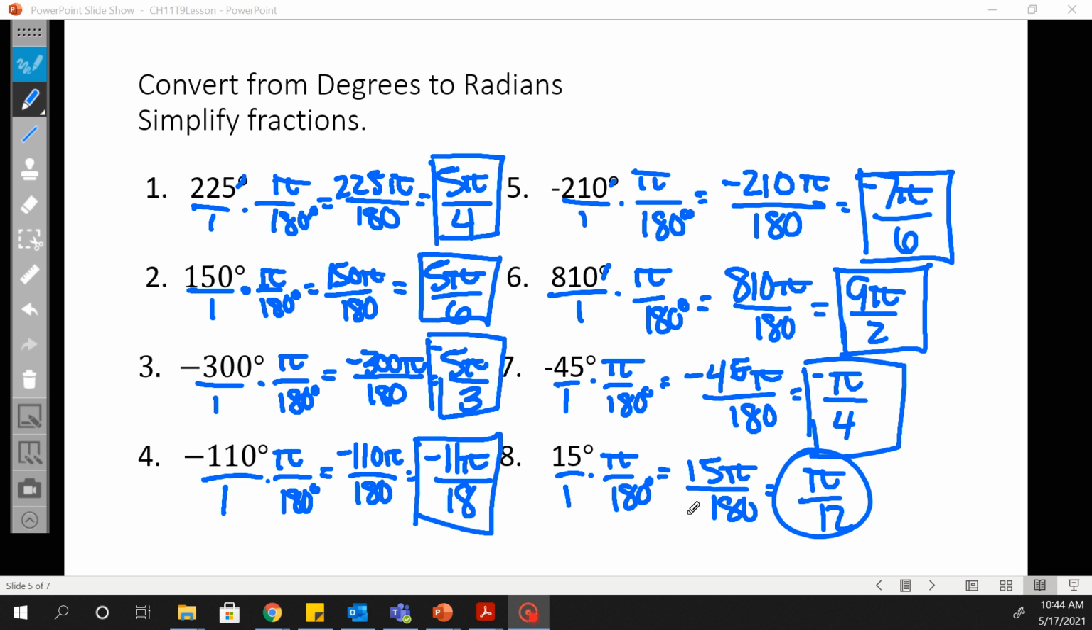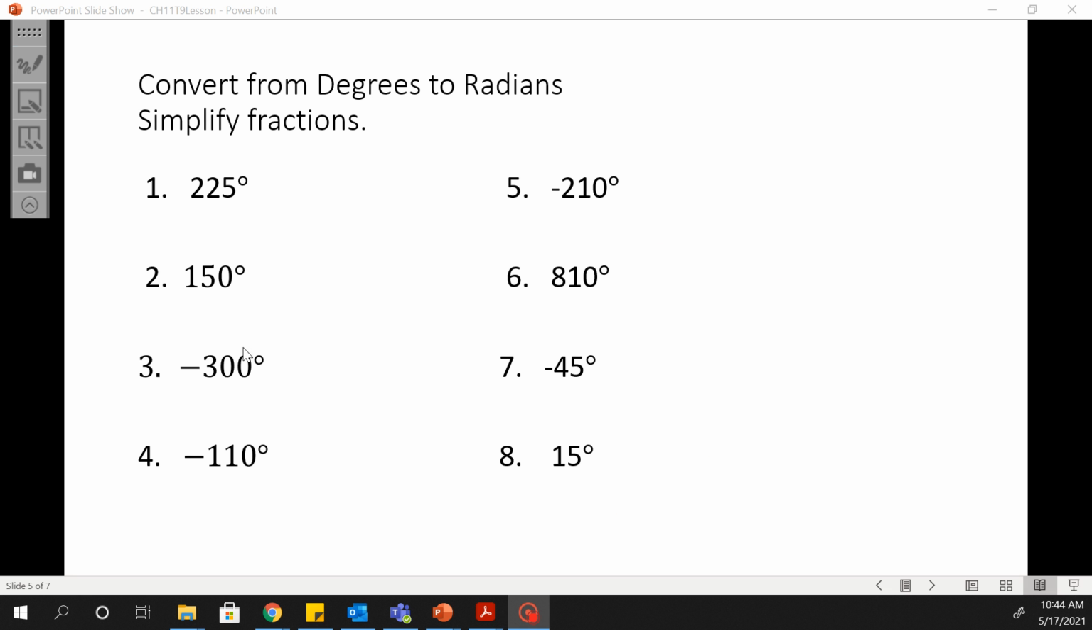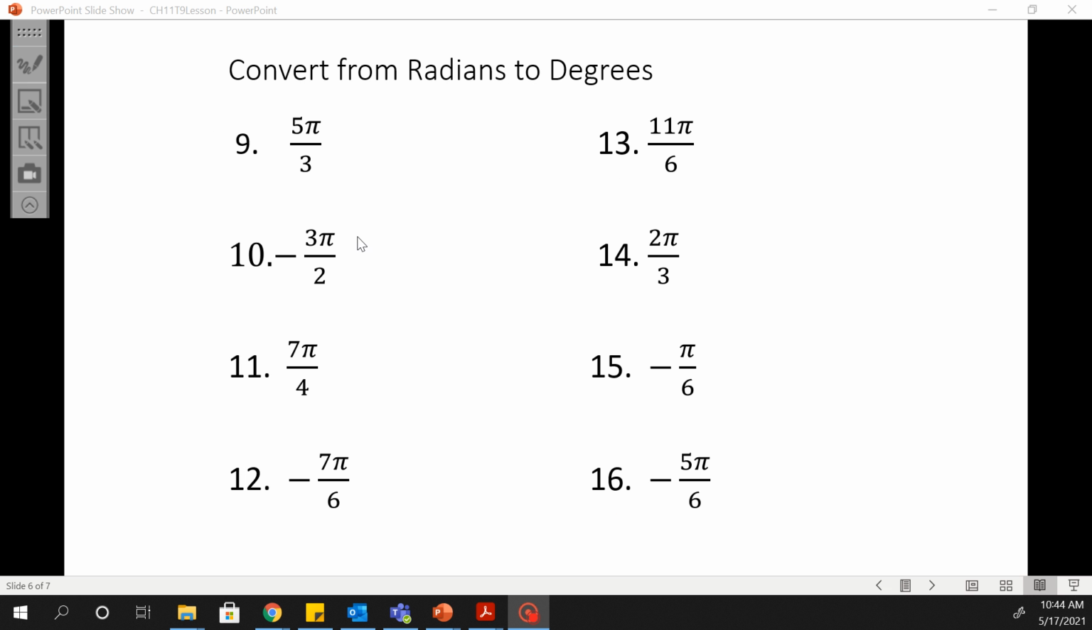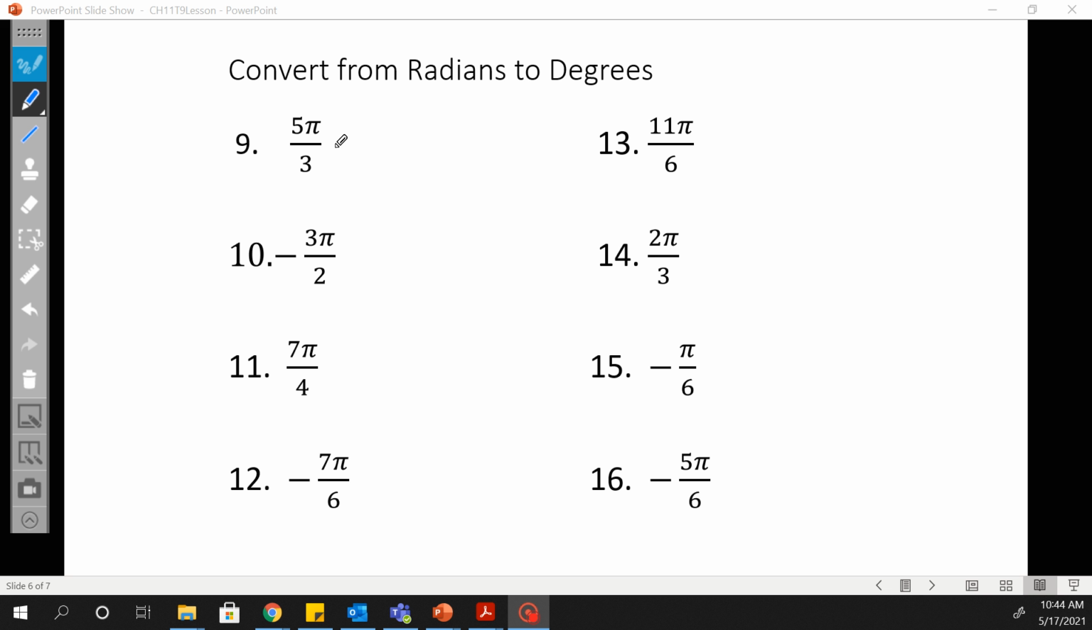So these are all converting from degrees to radians. I'm going to do the same thing on the next page, converting from radians to degrees. This is different. We want to cancel out the pi, so I multiply by 180 degrees over pi, and that's going to cancel the pi here. So I got 5 times 180 over 3. So that's 900 degrees over 3, which is 300 degrees.